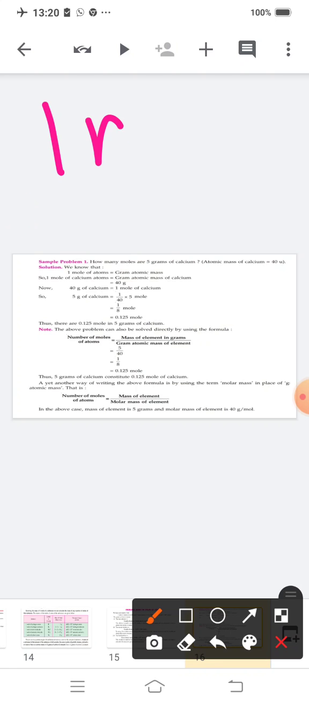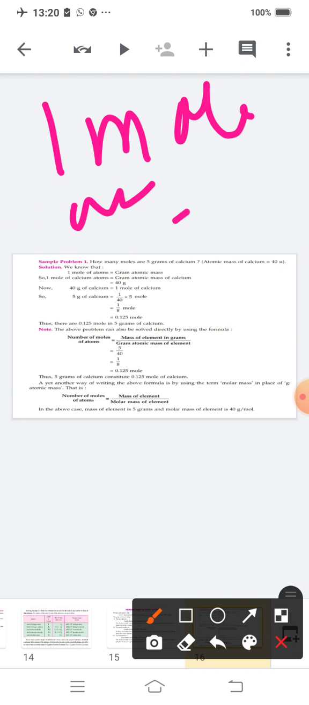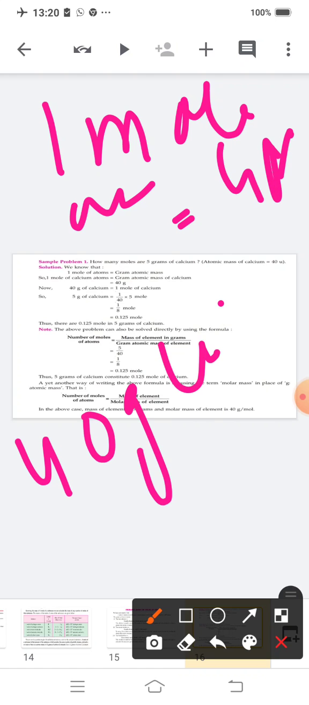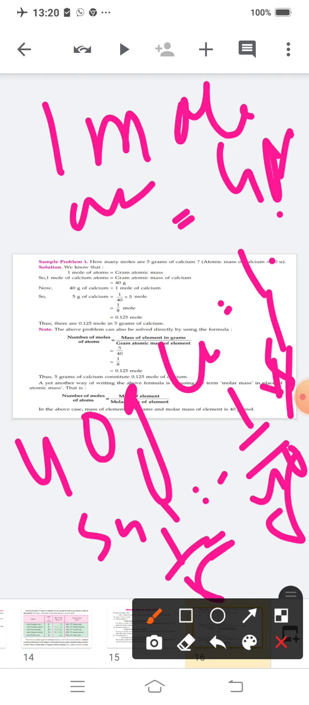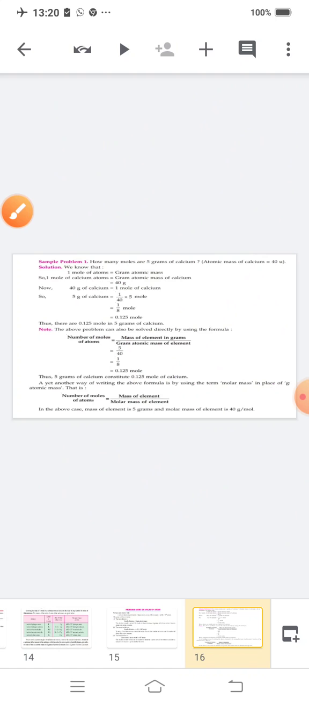Atomic mass is 40 u. Now we know that 1 mole of calcium atoms is equal to the gram atomic mass. Clear? So 40 gram of calcium is equal to 1 mole. So 5 gram of calcium is equal to 1/40 × 5. 5 ones are 5, 5 eights are 40, so 1/8. When you solve it, you will get 0.125 mole. So in 5 gram of calcium, 0.125 moles of calcium are there. Like this. Is this clear?